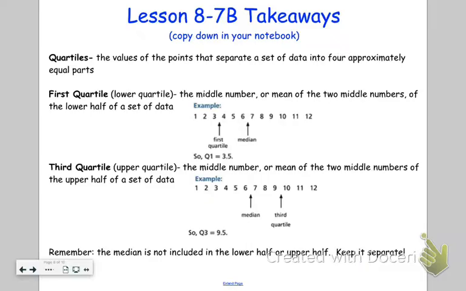So, take a look at your takeaways. We have the definitions for quartiles, first quartile and third quartile, and this part is so very important. Remember, the median is not included in the lower half or upper half. Keep it separate.